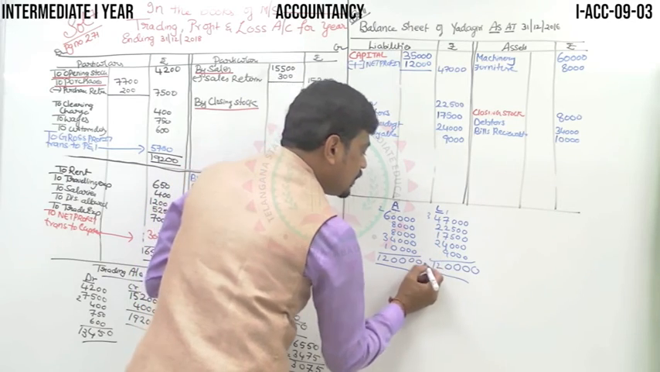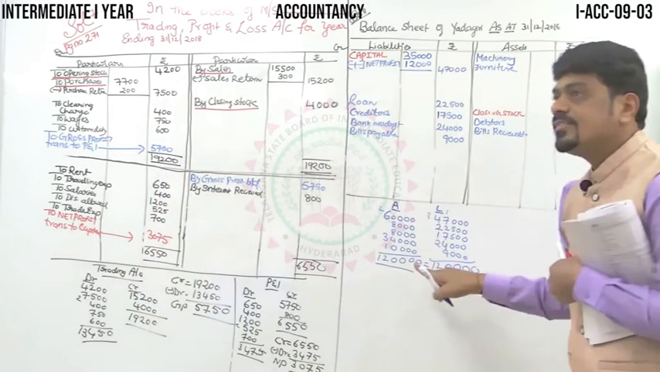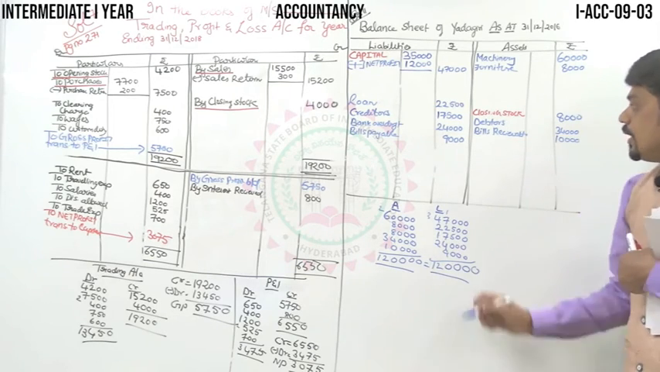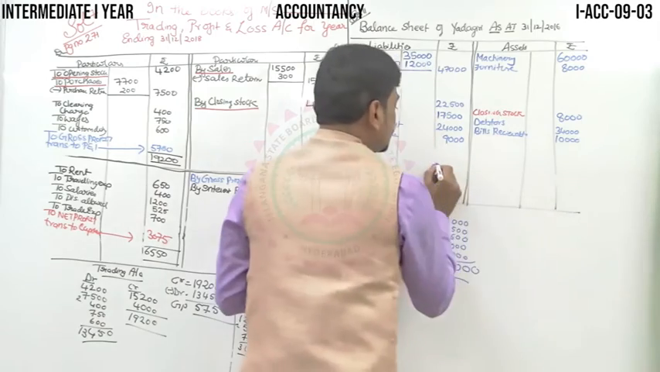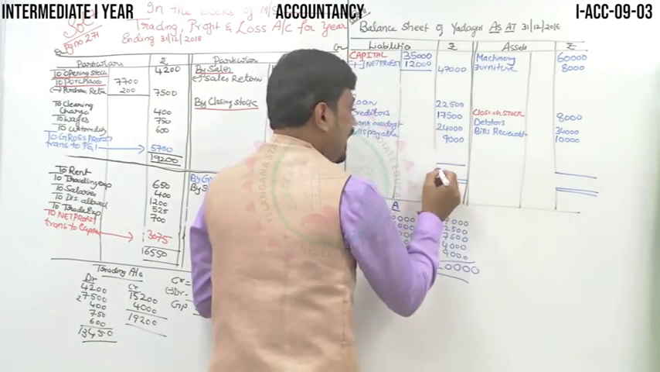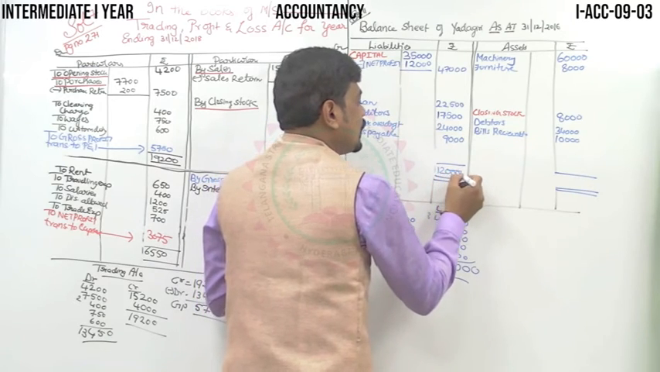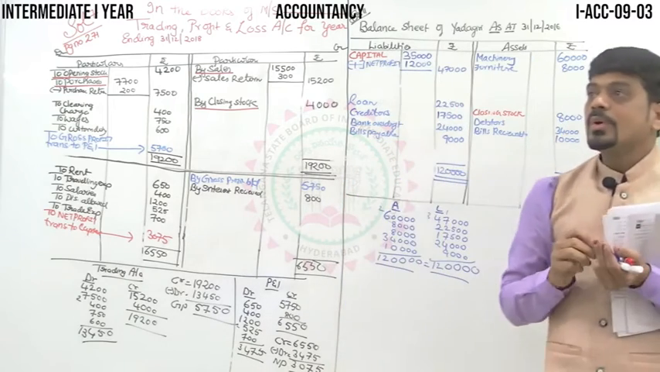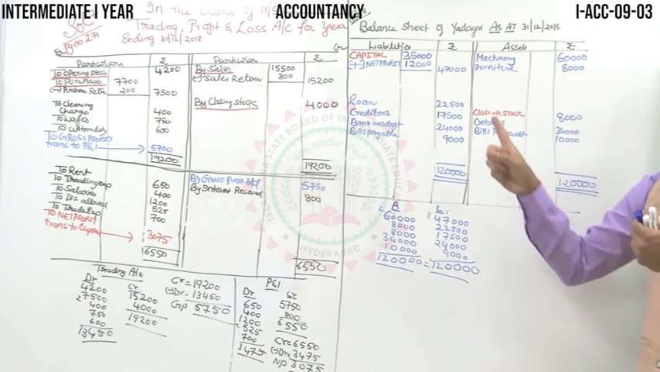How much, sir? Both are equal. Asset is equal to liability. Always asset must be equal to liability. So we'll go to the assets and liabilities, and 1 lakh 20, 1 lakh 20. You can see like this.